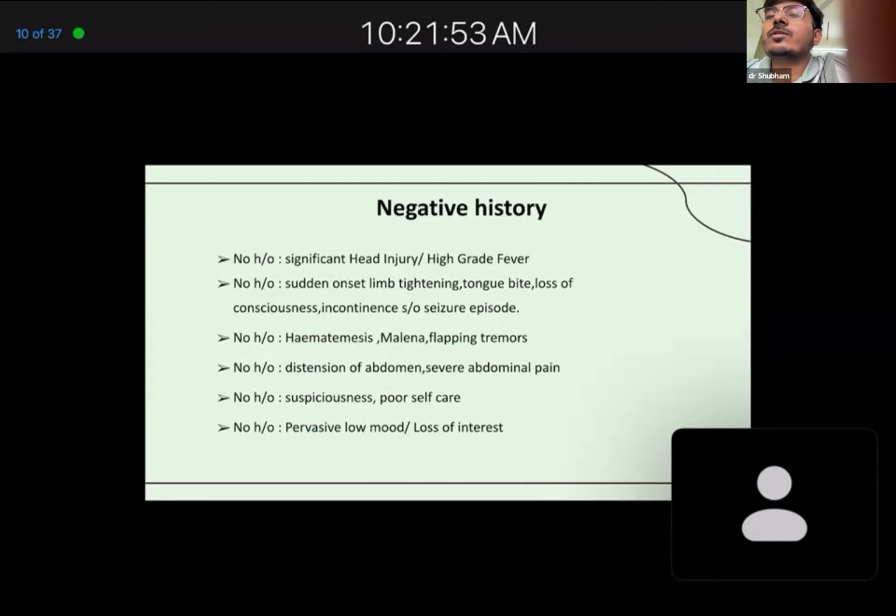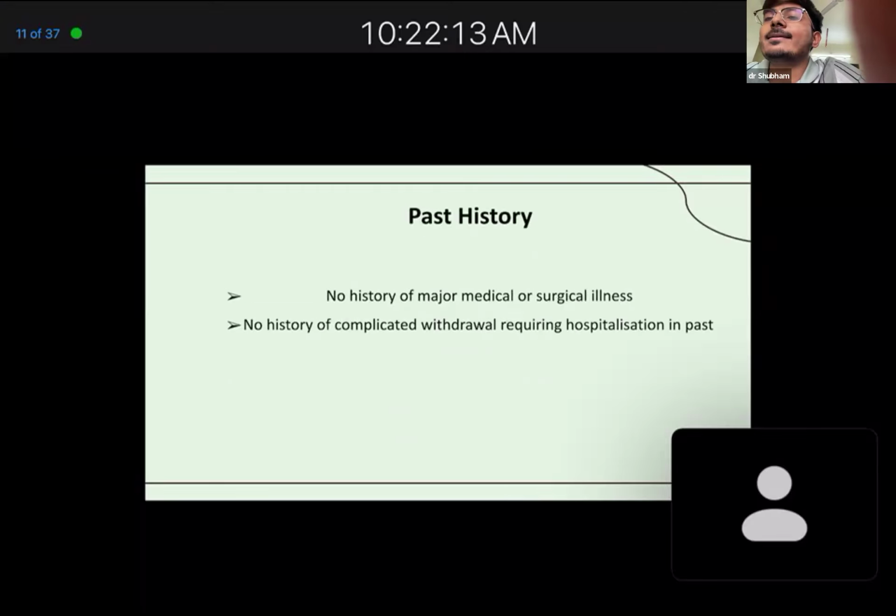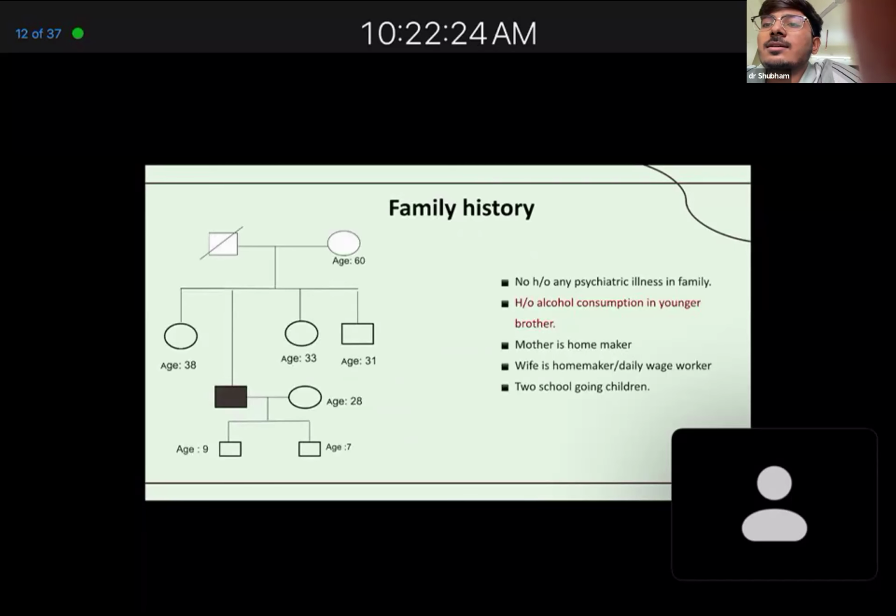There is no history of significant head injury, high-grade fever, no history of sudden onset limb tightening, tongue bite, loss of consciousness, incontinence, or no history of hematemesis, melena, flapping tremors, no history of distension of abdomen and severe abdominal pain, no history of suspiciousness and poor self-care, and no history of pervasive low mood and loss of interest. In the past history, there is no past history of major medical or any surgical illness. Also, there is no history of complicated withdrawal in the past requiring hospitalization. In the family history, there is no history of any psychiatric illness in the family apart from history of alcohol consumption in his younger brother.